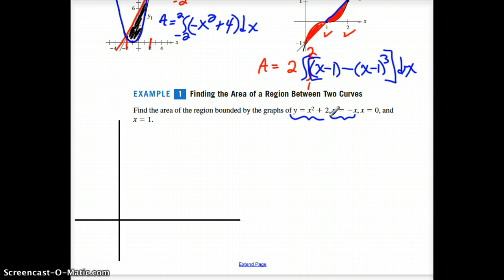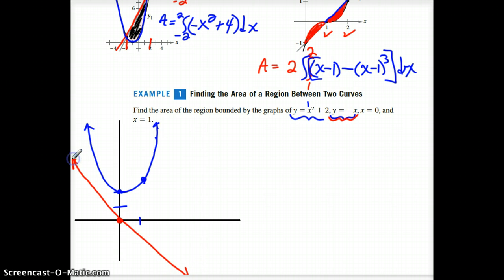So I'm going to graph my first function, which is a parabola with a vertex at (0, 2). It's going to go through (1, 3). Let's do that. (2, 6) is nice. A parabola like this. That's my first function in blue. y equals negative x is your line with a slope of negative 1.